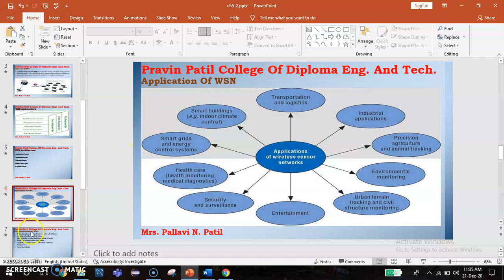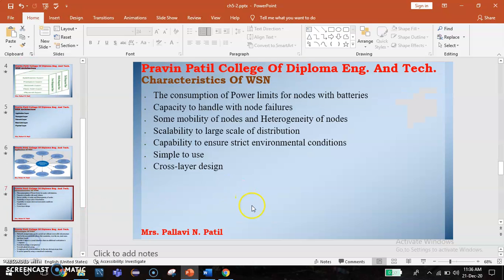These are the different industrial applications like precision agriculture and animal tracking, smart buildings, urban terrain environment monitoring, entertainment, health care, smart grid, and energy control systems. These are the different applications of the WSN. Next is the characteristics of WSN.